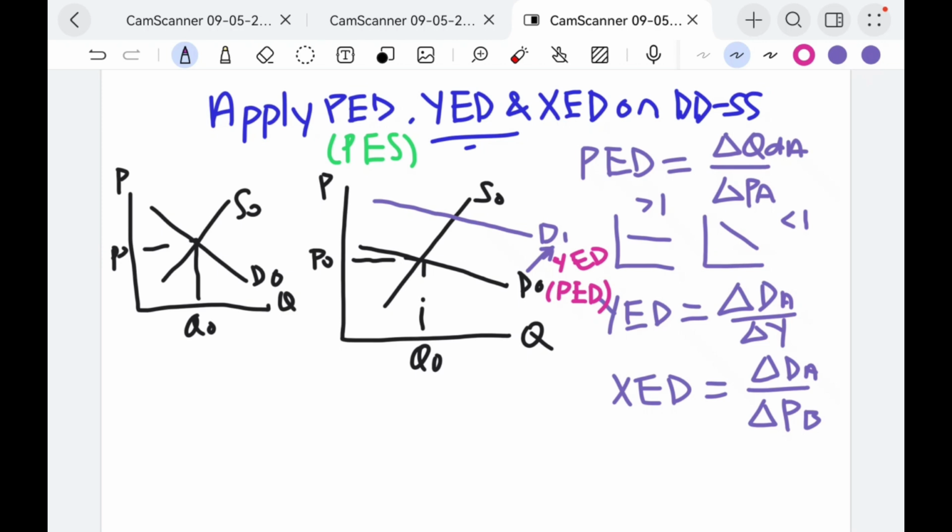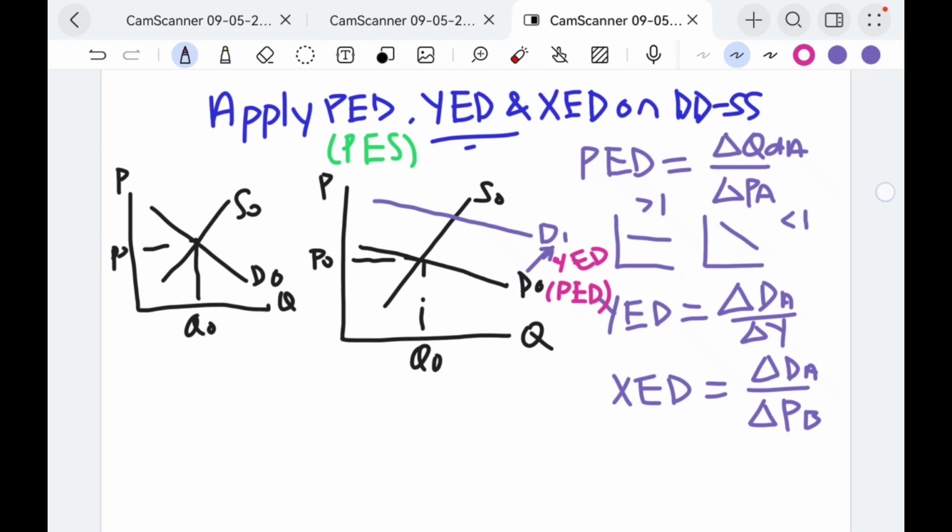Okay, now let's layer on the third elasticity, which is our XED. Usually for your question, it is very rare that you need to apply all three because it will be very complicated. At best, you apply two. Most common one being PED and YED lah. I have seen questions that talk about PED and XED or YED and XED. It depends on which one is applicable.